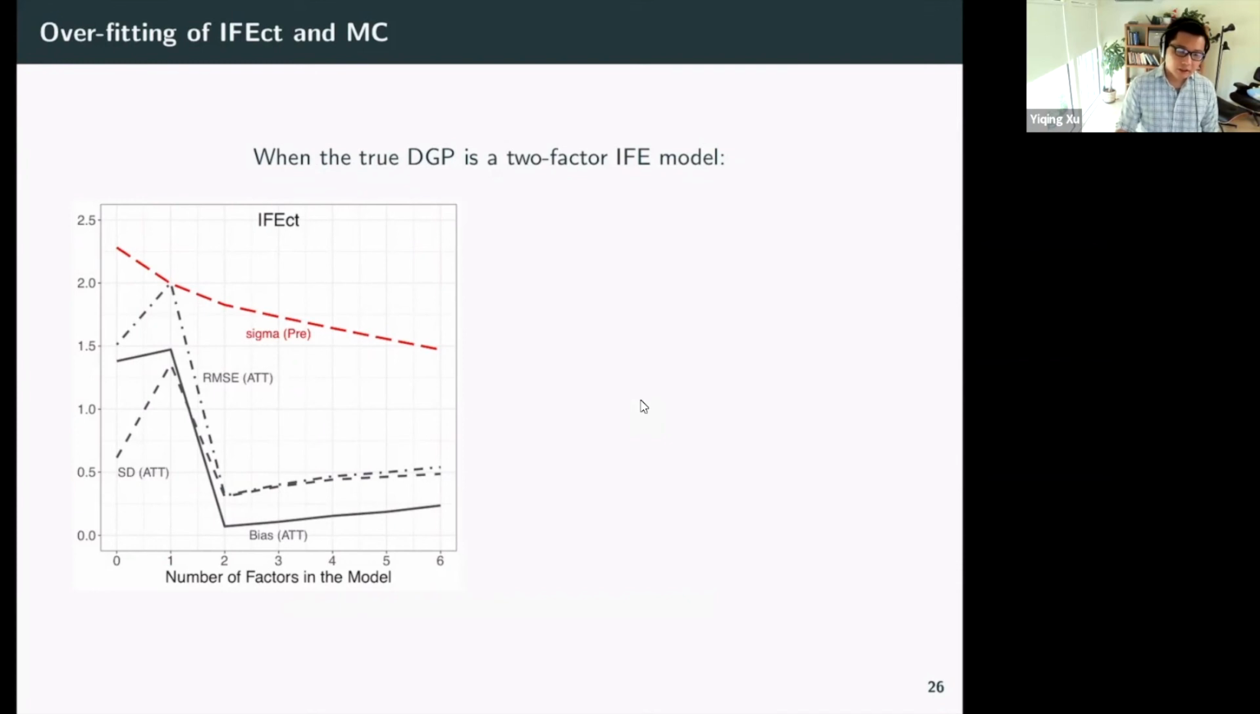Here I show you, again, the x-axis is the number of factors, and the true number of factors is 2. Two is the correct answer. In the true DGP, there are 2 factors, and this line shows the pre-treatment fit, the pre-treatment variance of the residual. It decreases all the time, right? Because of overfitting: as you include more and more factors, the pre-treatment fit will always improve. In-sample fit will always improve, but the out-of-sample error will start to increase. And this part is bias, and then additionally, you have variance increase.